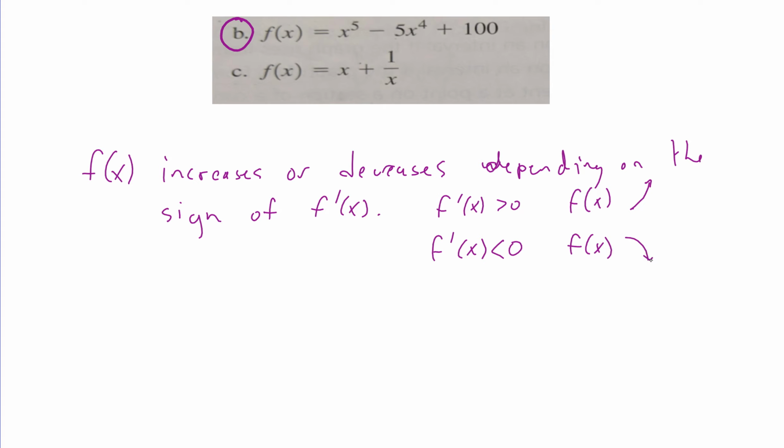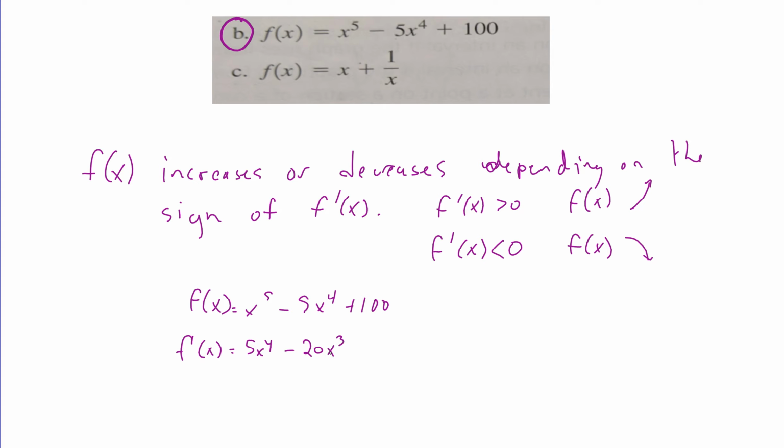So the first step that we want to do is, well, we have f of x is equal to x to the power of 5, or 5x to the power of 4 plus 100. First thing we want to do is find the derivative. So f prime of x is equal to 5x to the power of 4 minus 20x to the power of 3.